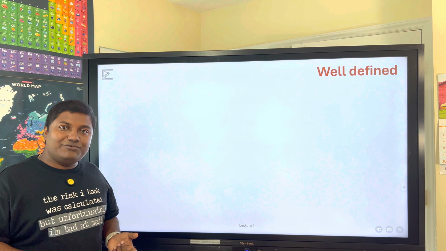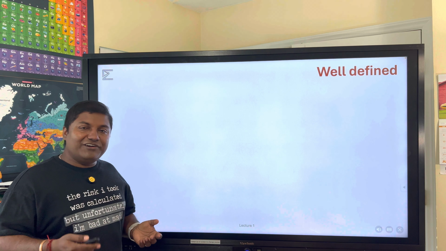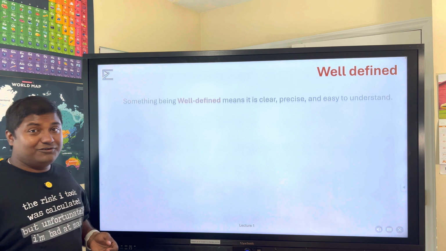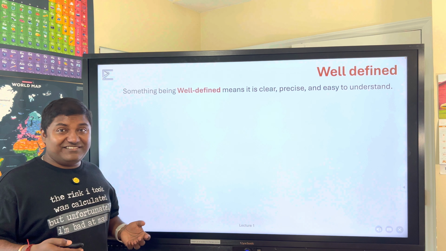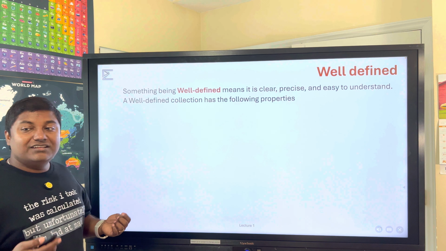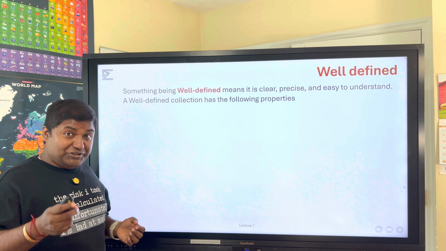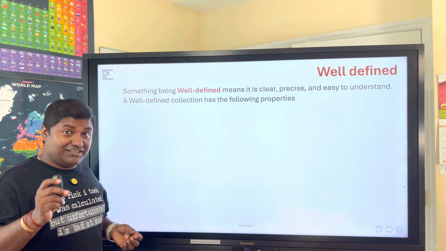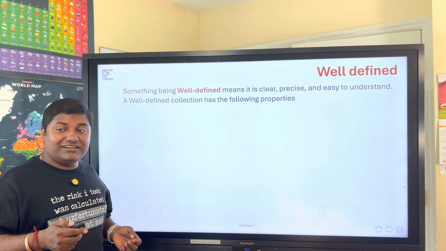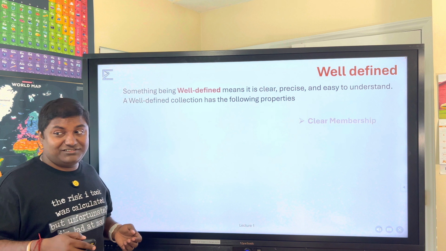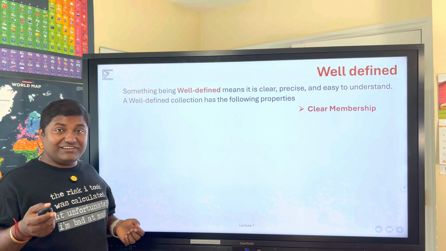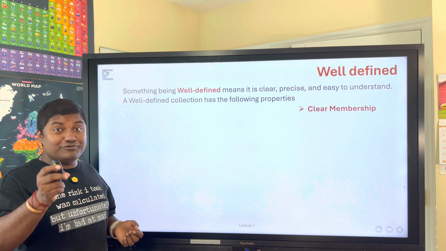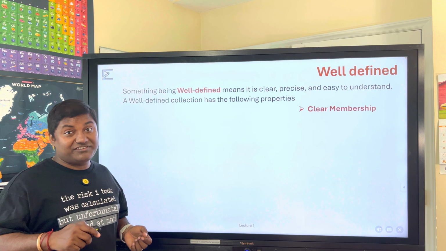Now, the final concept we are going to learn, well-definedness. We already discussed something being well-defined means it is clear, precise, and easy to understand. When we are talking in the perspective of collection, a well-defined collection has the following properties. First, clear membership. That means which elements will be in this collection and which will not be in the collection will be clear to us.